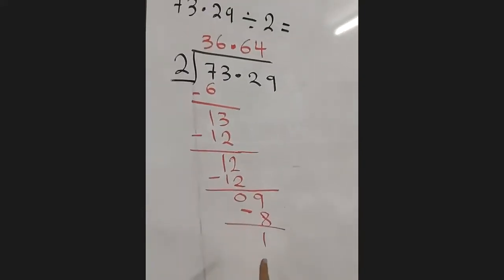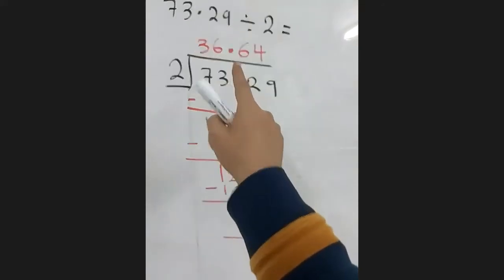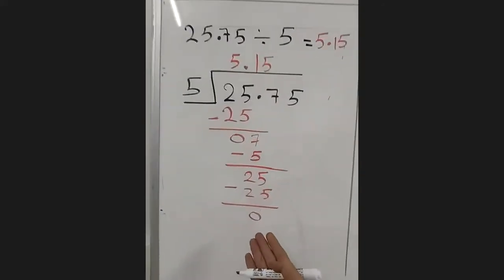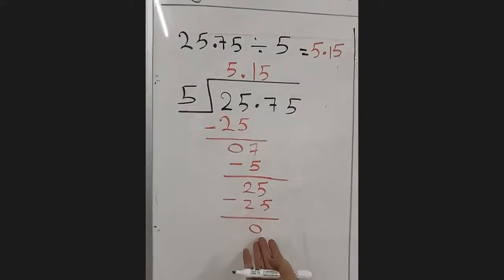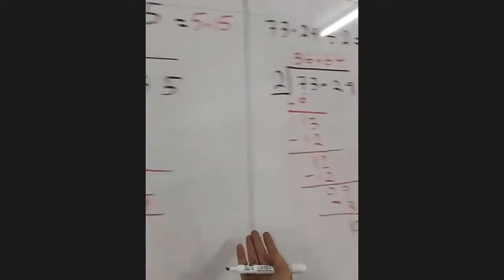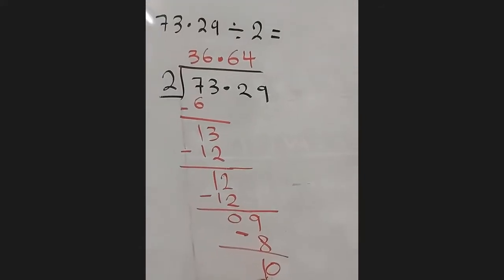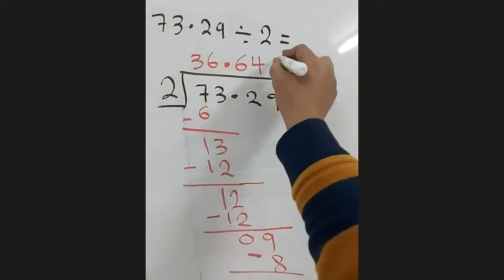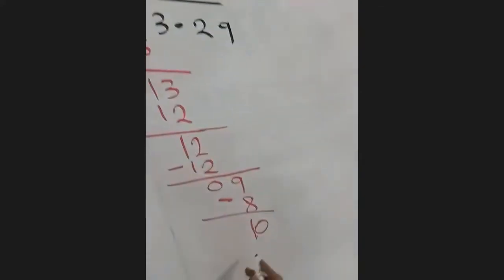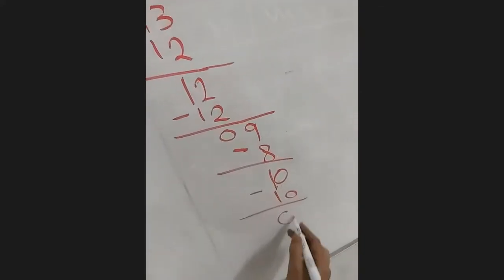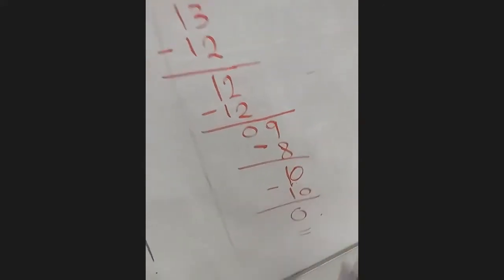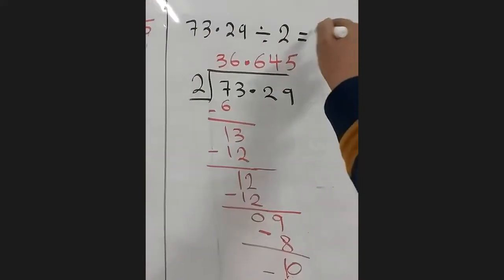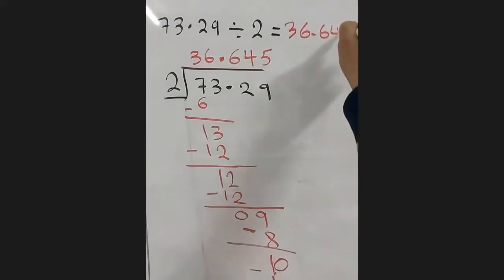So here I have 1, the remainder. Because I have a decimal, I always add 0. But here I didn't do it because I already had the remainder 0. Here I don't have the remainder 0. I had 1, so I put the 0. Now 10 divided by 2 is 5. 5 multiplied by 2 is 10. Subtract, 0. If I have remainder 0, we stop. So the answer here is 36 decimal 645.